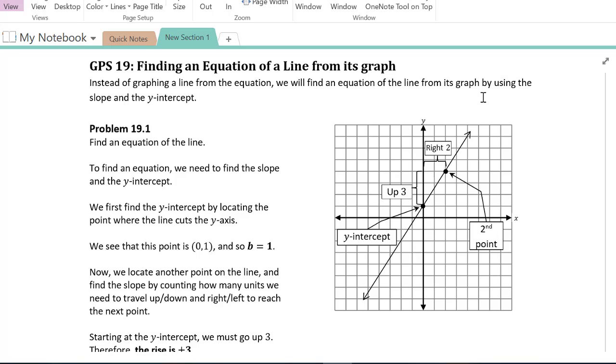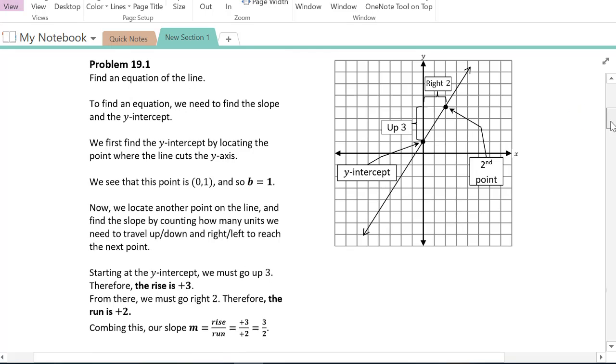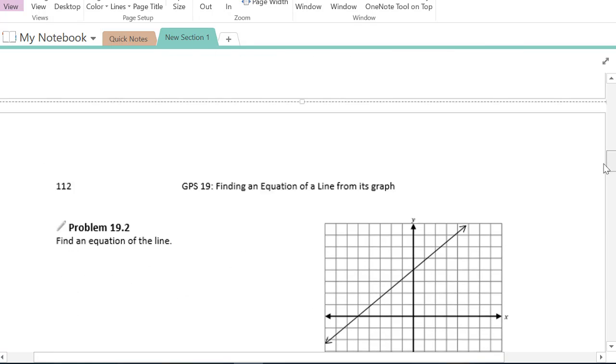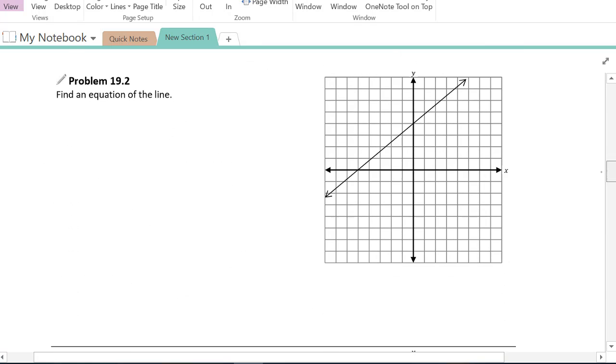So in this GPS 19, we're going to look at finding the equation of a line from its graph. Before, we were graphing lines. Now we're going to learn how to read some of these graphs and figure out their equation from reading their graph. So let's look at 19.2.